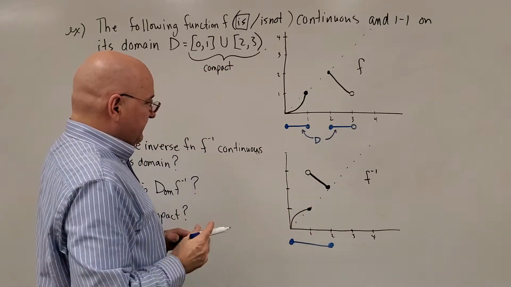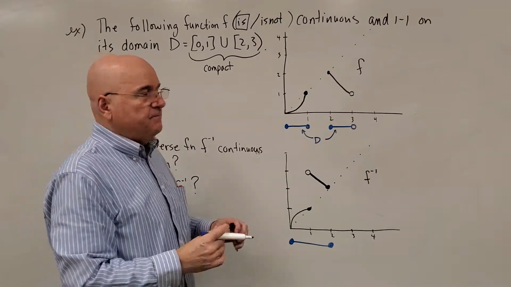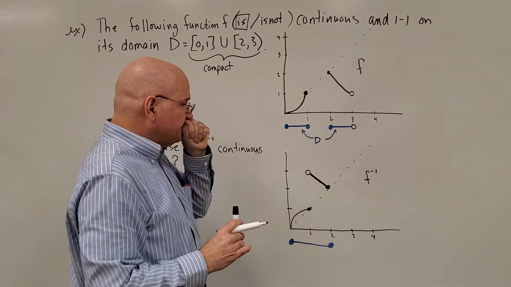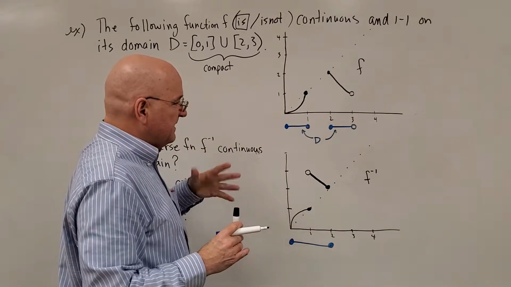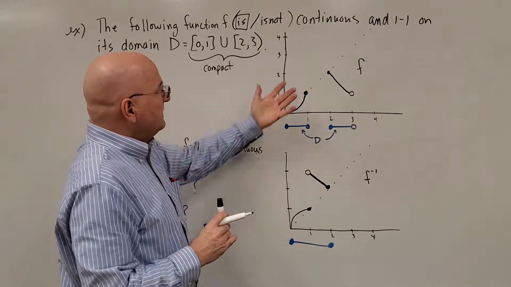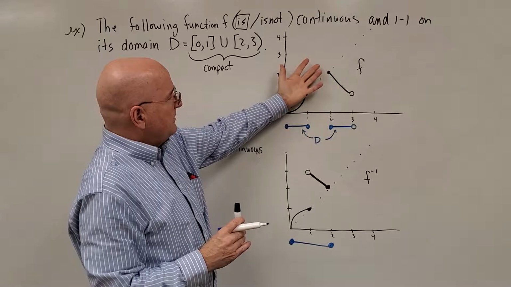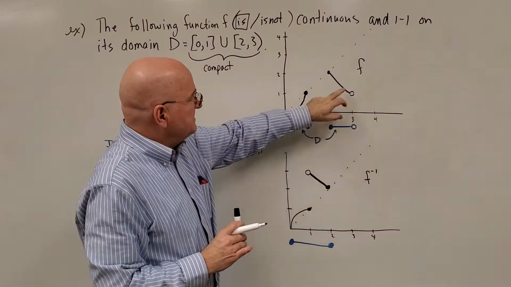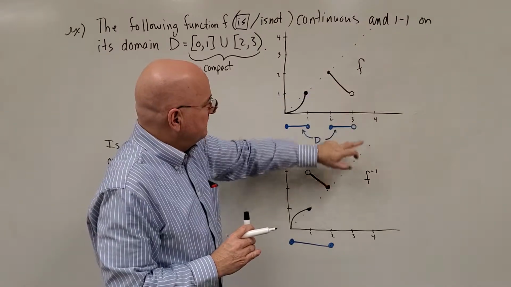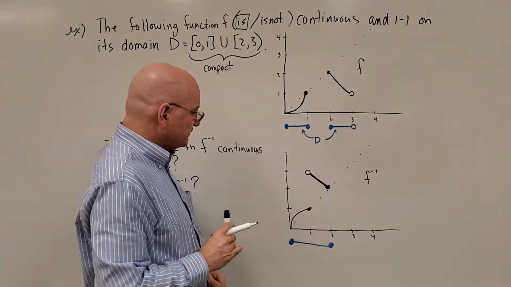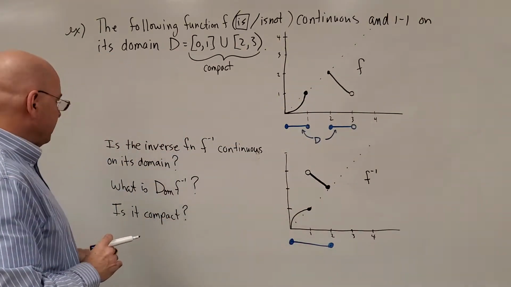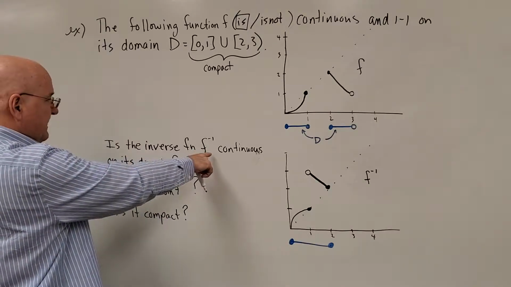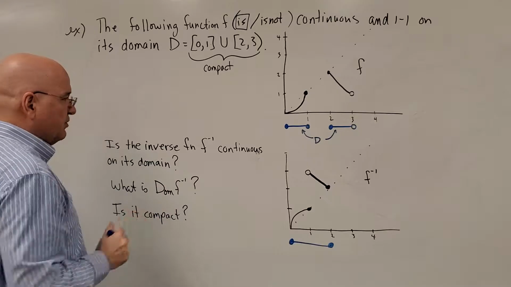It is a one-to-one function, obviously. If f is one-to-one, then its inverse will be one-to-one. One-to-one, I think of as being equivalent to invertible. If this is invertible, it's one-to-one. Well, its inverse is also one-to-one and invertible, because this is the inverse of this. Well, anything else interesting here? Is the inverse function f inverse continuous on its domain? No.